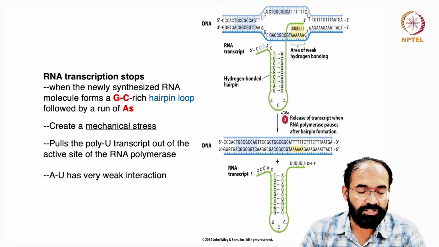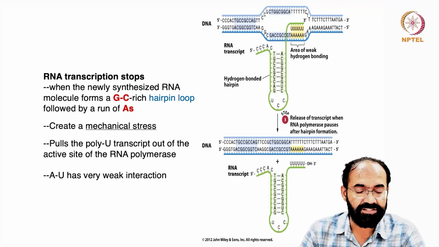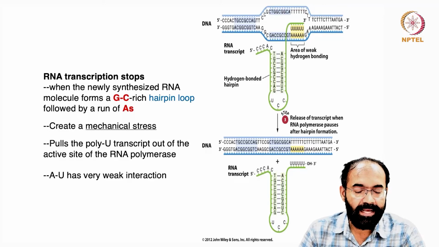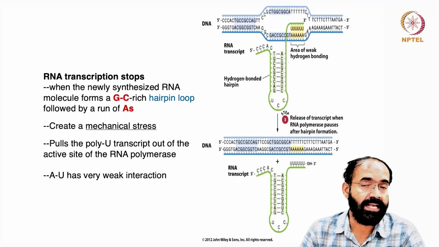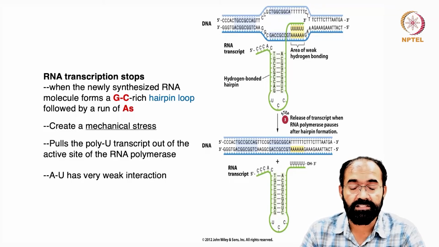So RNA transcription stops when the newly synthesized RNA molecule forms a GC rich hairpin loop, as you can see here, followed by a stretch or run of A's, and this creates a mechanical stress and pulls the poly U transcript, because poly U is copied from the poly A in the DNA, out of the active site of the RNA polymerase. AU has got a weak double bond interaction, so the DNA binding with the RNA is rather weak, because of which you end up getting a release of the RNA in this weak binding region.